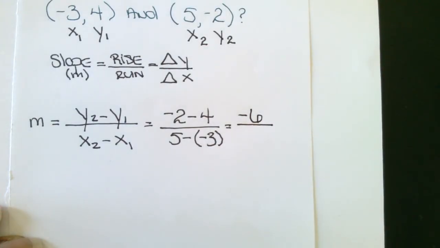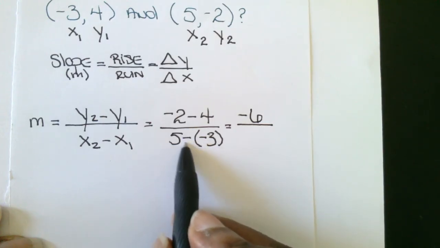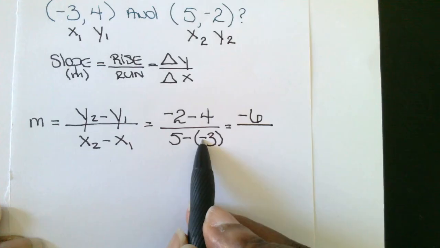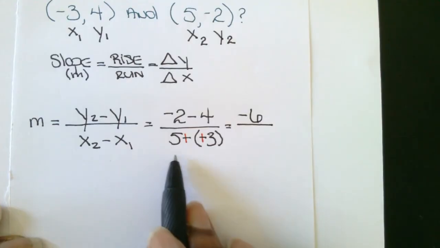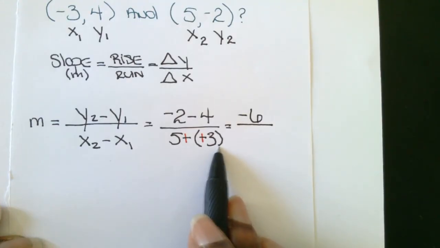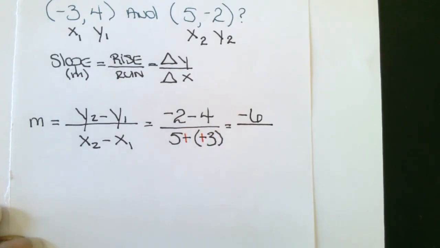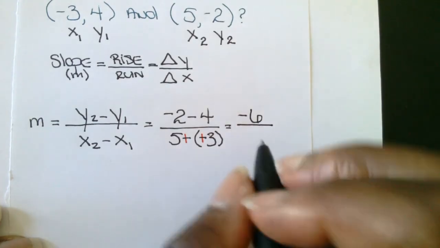But this is what happens when we have a negative times a negative. This is going to change. So when you're minusing a negative, it turns positive. So this in your denominator is actually going to be 5 plus 3. This has a bigger effect than what's happening in the numerator. That's why I put the parenthesis with the negative 3. Yes, and this is going to be 8.